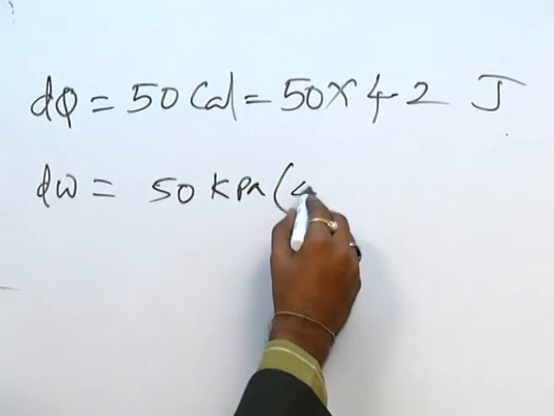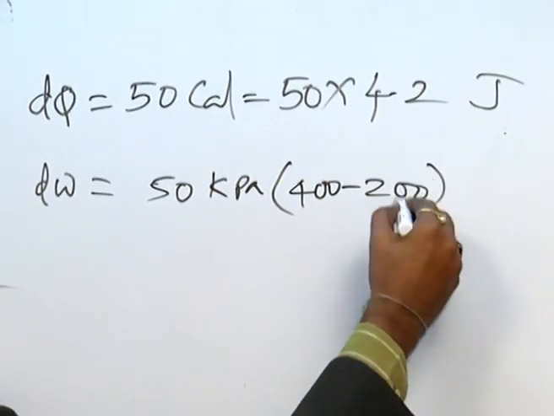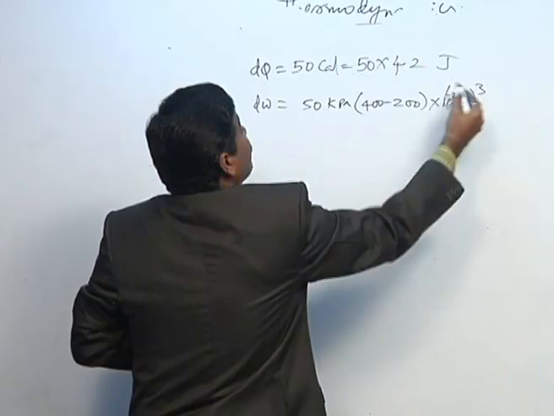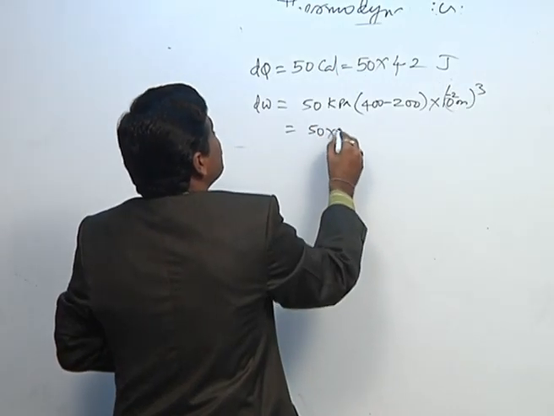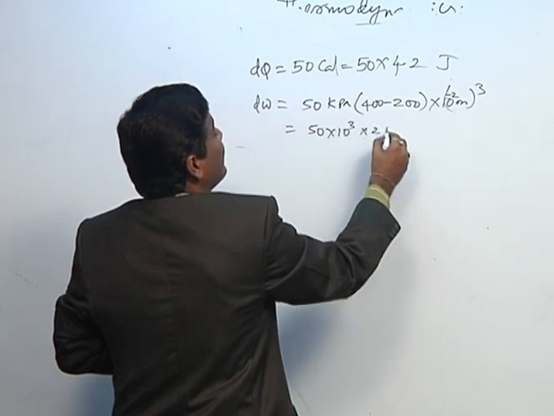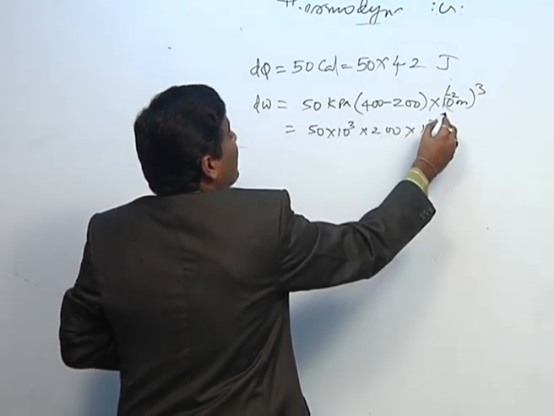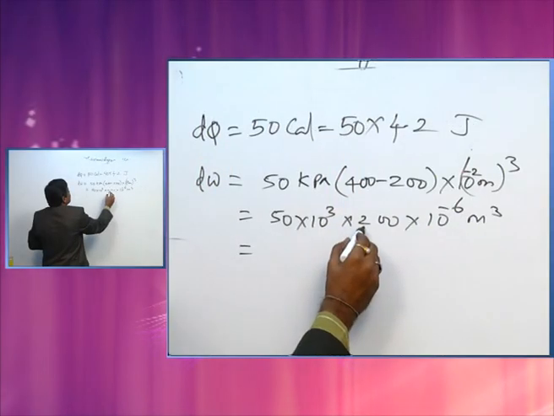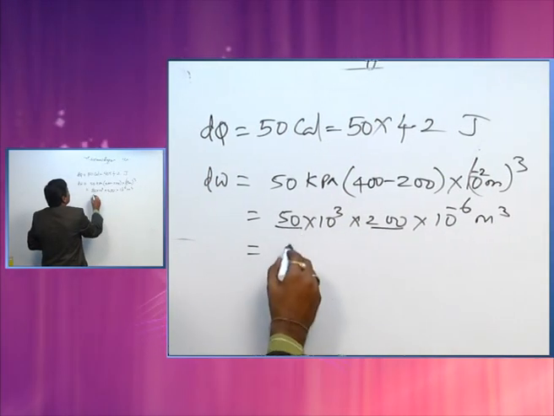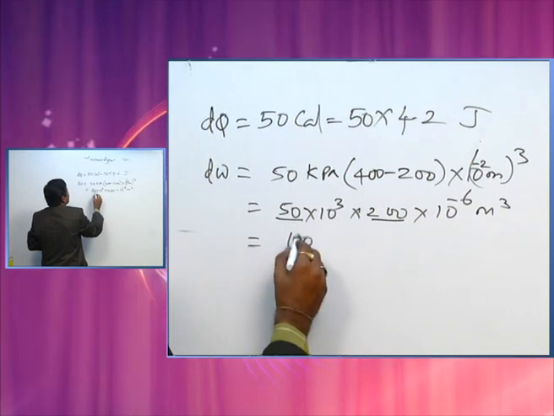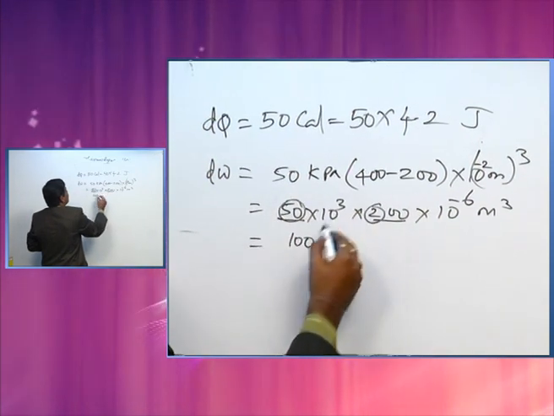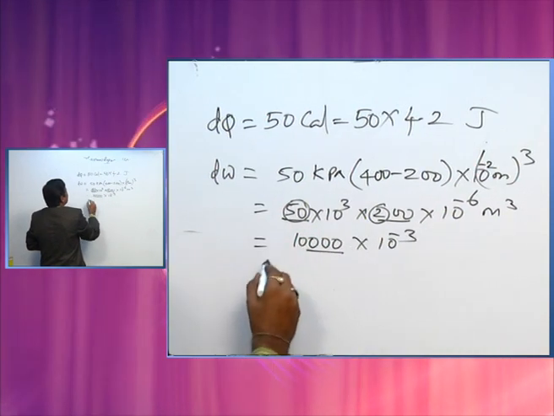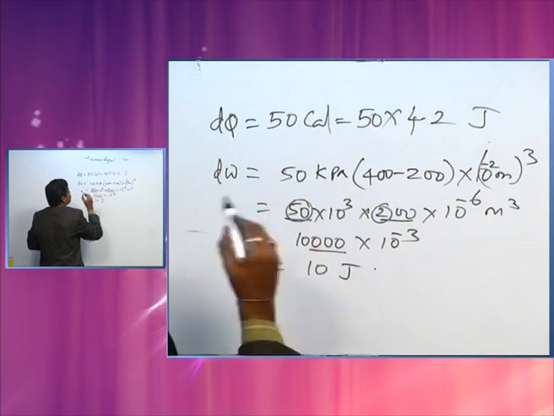This can be 400 minus 200 into centimeter cube, so minus 2 meter whole cube. So this can be 50 into 10 cube into 200 into 10 to the power of minus 6 meter cube. These are all in the SI system. So here 50, here 200, 50 into 2 is 100, and again 1000 this one into 10 to the power of minus 3. So finally what we are getting is 10 joules.